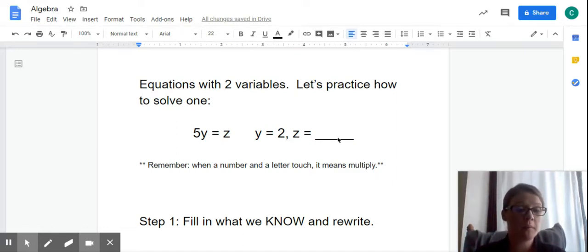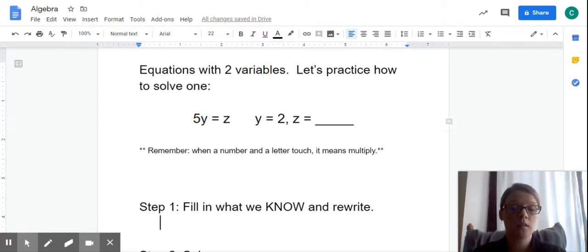So the important thing to remember, when a number and a variable are squished up next to each other and they're touching like this, that means multiply. So this is the same as saying 5 times y equals z. And we're going to start by filling in what we know. And we know that y equals 2.